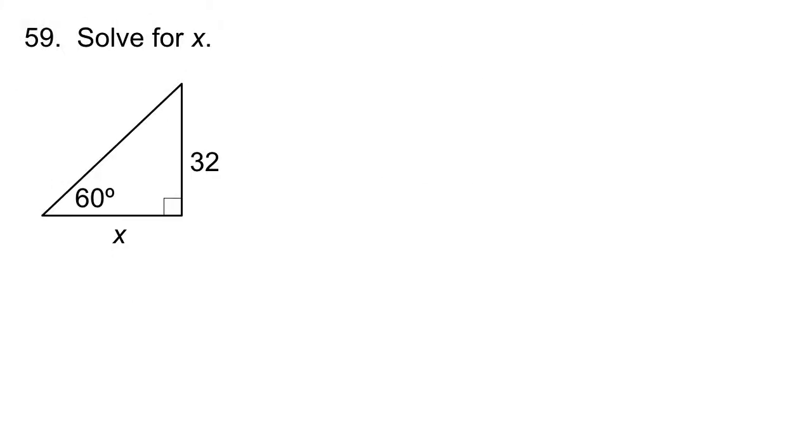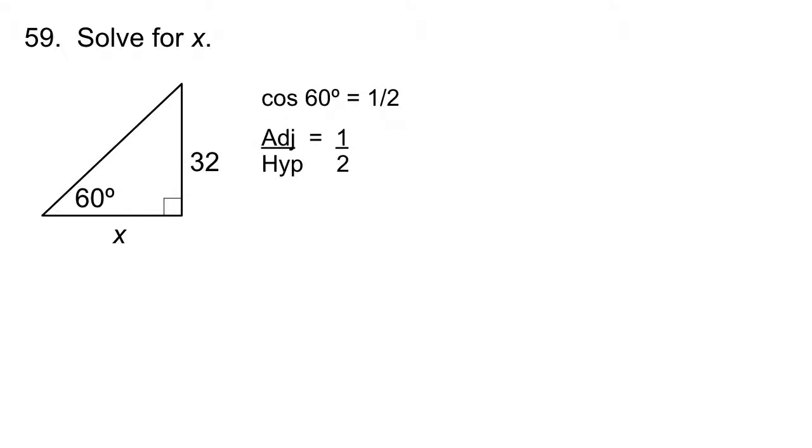Right, here we have a right triangle. We know the base angle there is 60 degrees. We're asked to solve for x, and so to simply get started, we want to write down what we know about the cosine of 60 degrees. That's one of the really important angles to memorize. The cosine of 60 is 1/2.